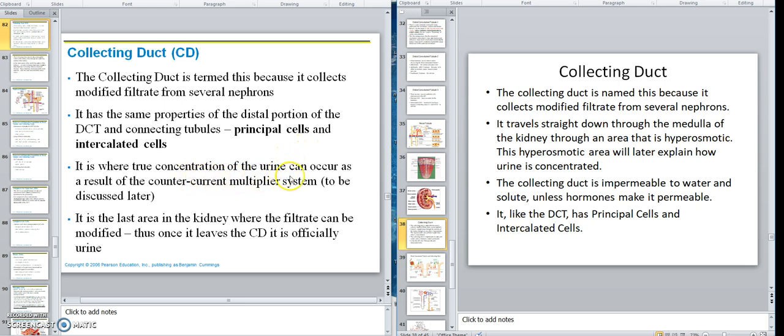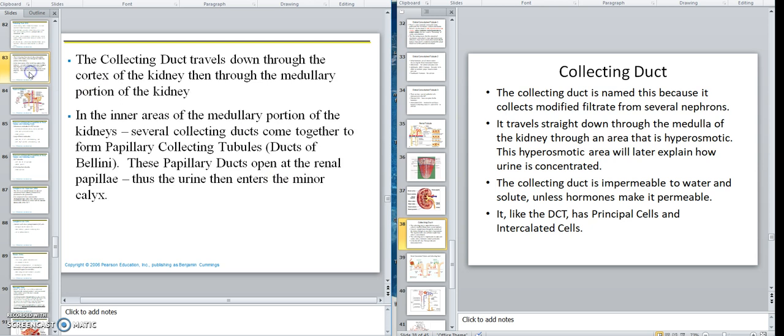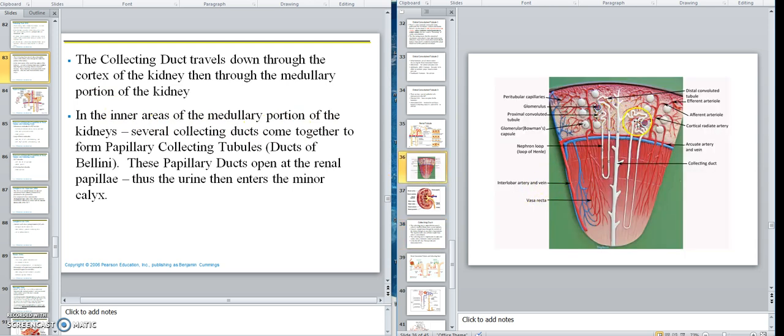So we're going to talk a little later about the countercurrent multiplier system, and this has to do with concentration of the urine. Okay? So when the collecting duct comes down from here, it's collected from several nephrons. Remember, collected from several nephrons. Then the collecting duct comes together and joins in with several other collecting ducts to form the papillary duct.